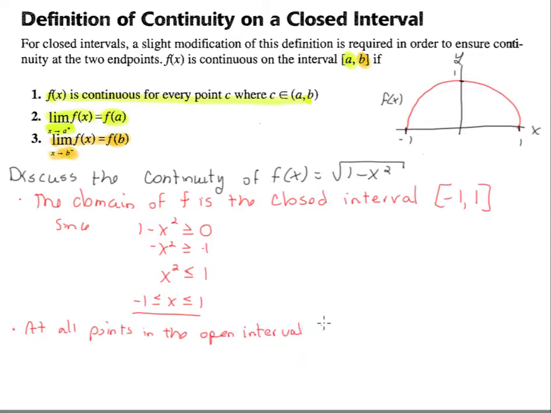So part 1, that it is continuous for every point inside the interval from negative 1 to 1, is true now that I've figured out its domain. All that's left to do is figure out whether it is continuous at the endpoints. I need to figure out the limit as x approaches negative 1 from the positive side and see if that limit value is equal to the function value at negative 1. And then on the right, at the upper endpoint, I need to check if the limit as x approaches 1 from the left-hand side is equal to f of 1.